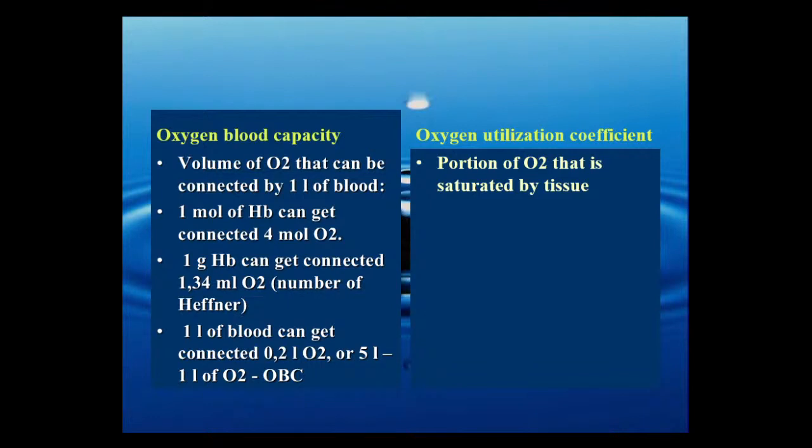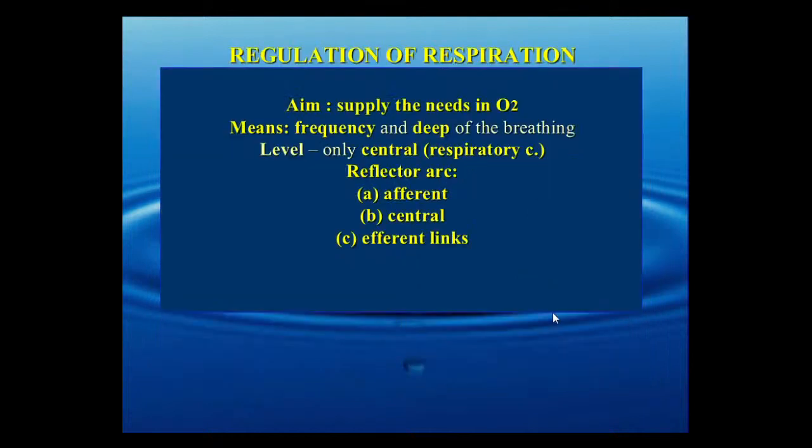The highest ability to take up oxygen we can meet in the heart. Actually, this coefficient is higher in tissues which have a higher intensity of metabolism, because in this case more oxygen is needed by these tissues. But I repeat again, the highest oxygen utilization coefficient we have in the heart.